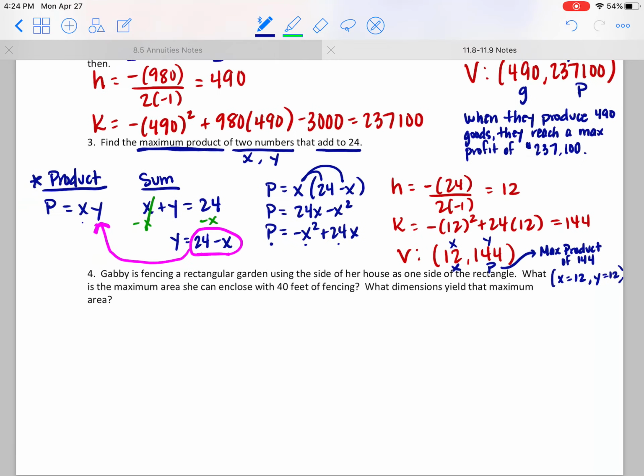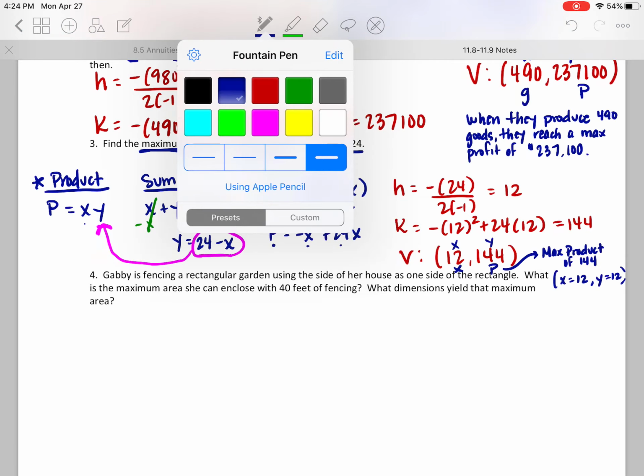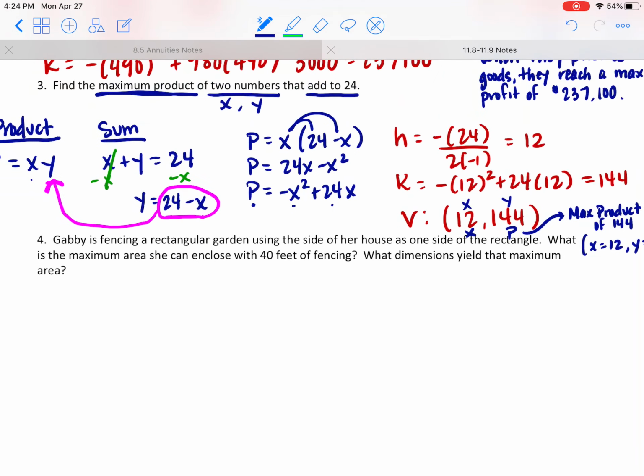We did it right here, right? We have a max product of 144, and that's when x is 12. That's what it says in the vertex there, which means y has to also equal 12. Okay, now we're going to use a very similar process in the next one, so hopefully that made a little bit of sense. If not, hopefully it will come together here.